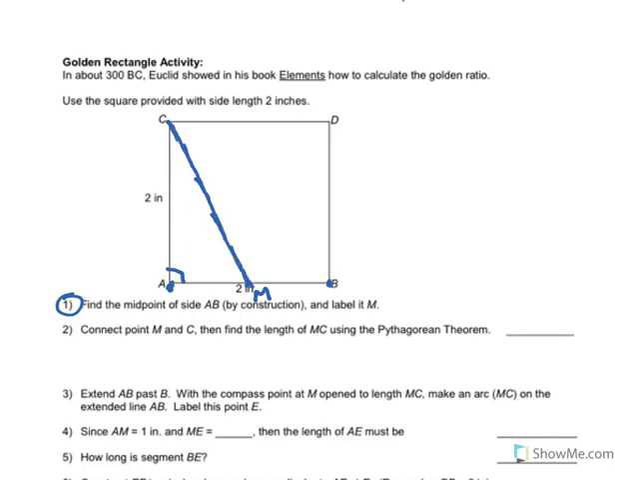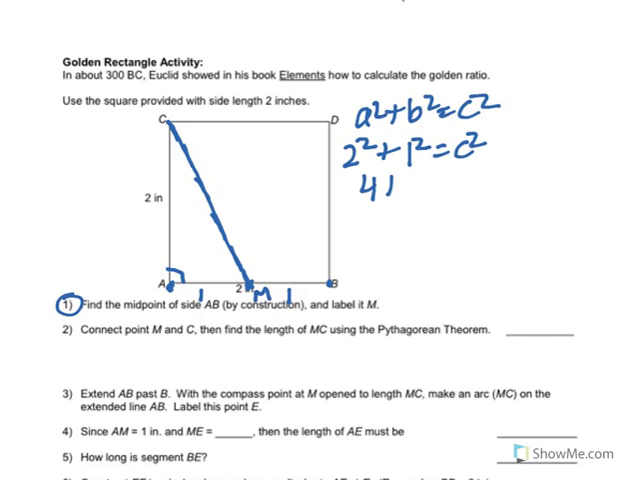So let's use the Pythagorean theorem. We're going to do a squared plus b squared equals c squared. So 2 squared, and if this is the midpoint, we know this is 1 and this is 1, so this is plus 1 squared equals c squared. So 4 plus 1 equals c squared, and we find out that c is the square root of 5. So MC equals square root of 5.